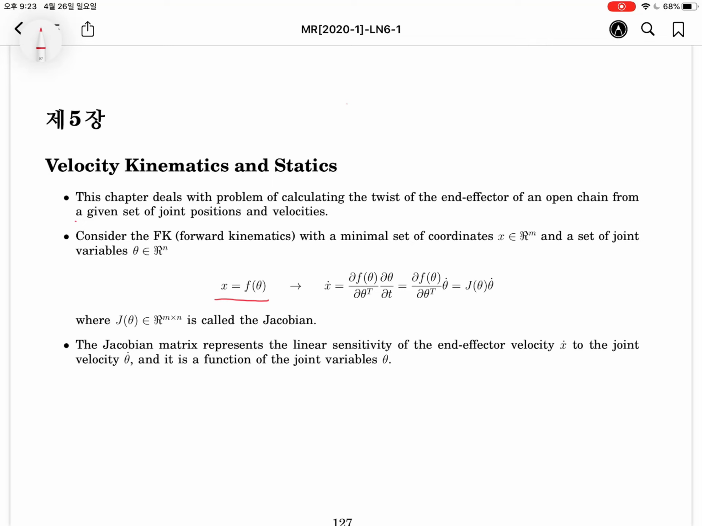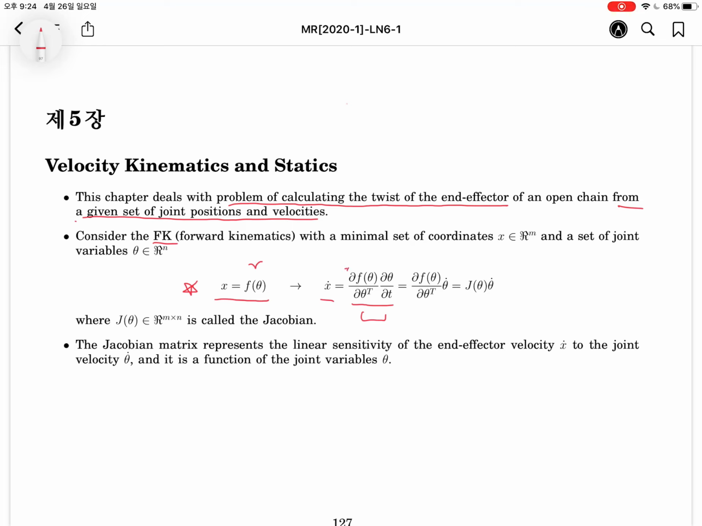So the velocity kinematics deals with the problem of calculating the twist of the end effector from a given set of joint positions and velocities. Let's consider the forward kinematics here. Let's take the time derivative of both sides, x dot. Because the forward kinematics is a function of the joint position, the chain rule should be applied to both sides.